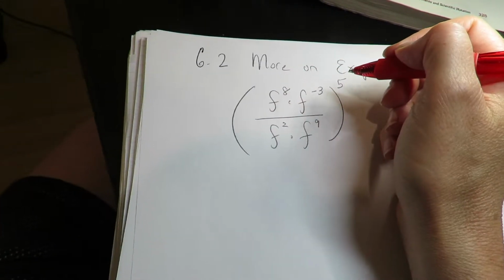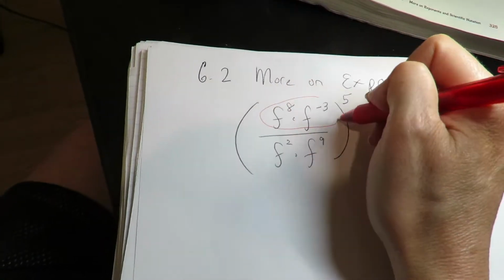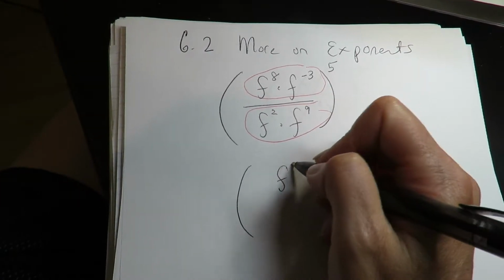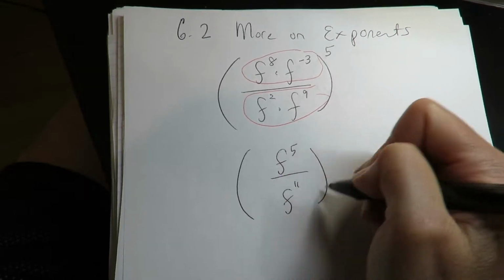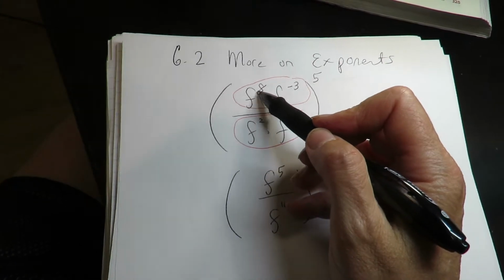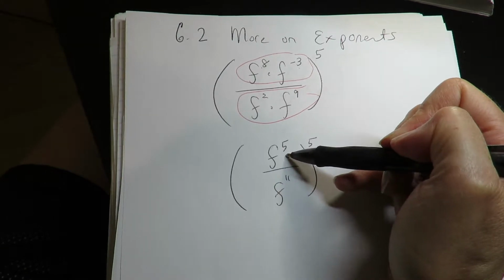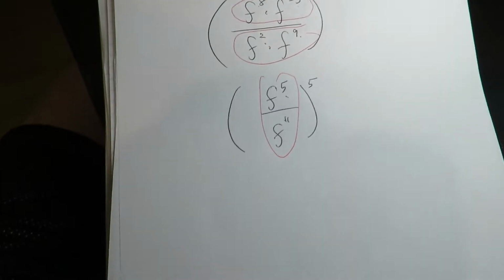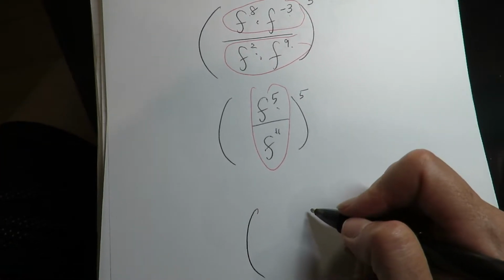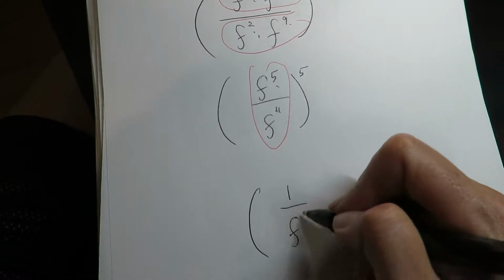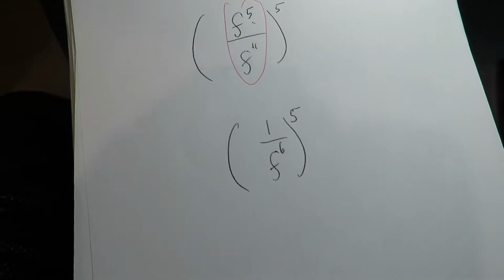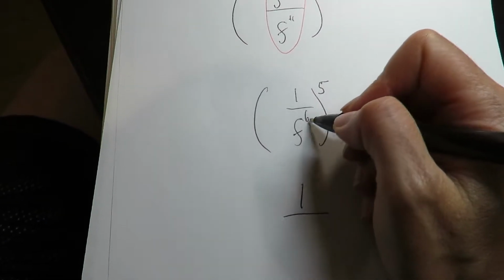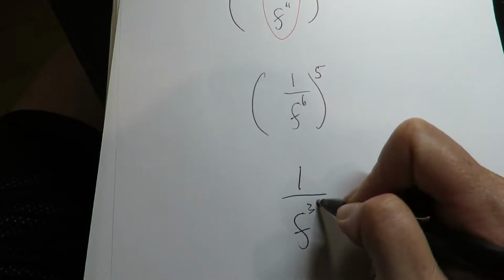Alright, so there's a couple ways to solve this one. You don't have to do it the way I'm doing it. I'm just going to start by combining it this way and this way. So I'm adding 8 plus a negative 3 is 5. And 2 plus 9 is 11. Now I'm going to reduce it this way. And now I'm going to raise it to the 5th power. So 1 to the 5th power is 1, and f to the 6th to the 5th is f to the 30.